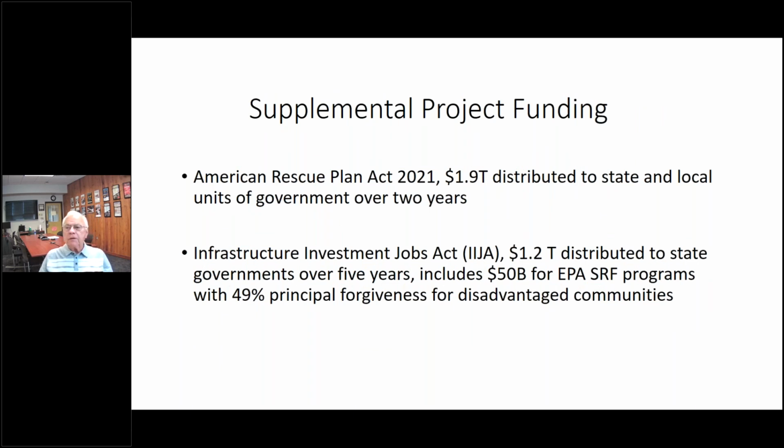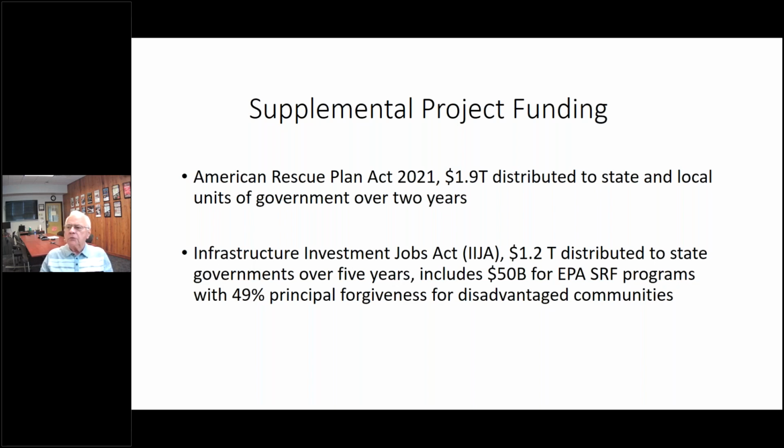There's supplemental project funding. The American Rescue Plan Act of 2021, a year ago, distributed 1.9 trillion to state and local units of government over 2 years. Half of the money went out in May of 2021 and the other half in May of this year. Then there's also the Infrastructure Investment Jobs Act. 1.2 trillion was distributed to state governments over 5 years. And this includes 50 billion for EPA state revolving loan fund programs. And that 50 billion has the caveat that 49% of it has to be principal forgiveness for disadvantaged communities.